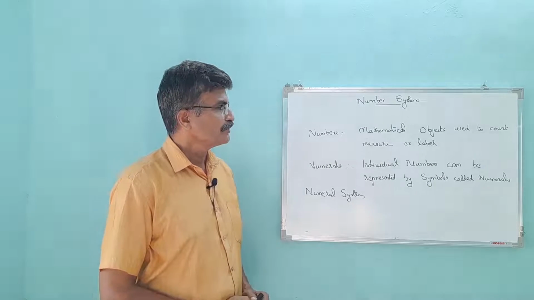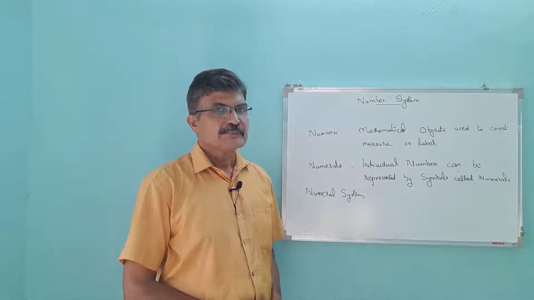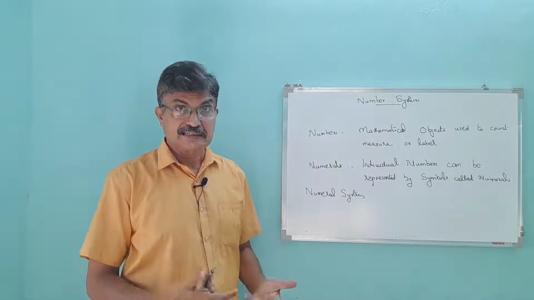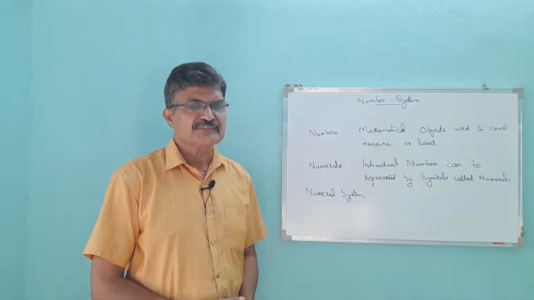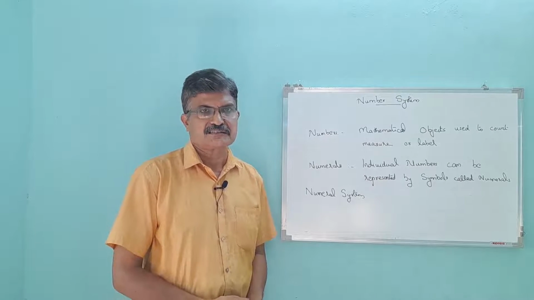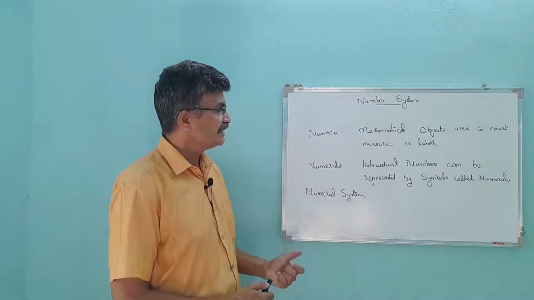So naturally a doubt will come, what is mathematical objects? Mathematical objects are abstract concepts in mathematics. Again a doubt will come, what is abstract concepts? Abstract concepts are ideas that people can understand, which has no physical form. Okay, that is numbers.